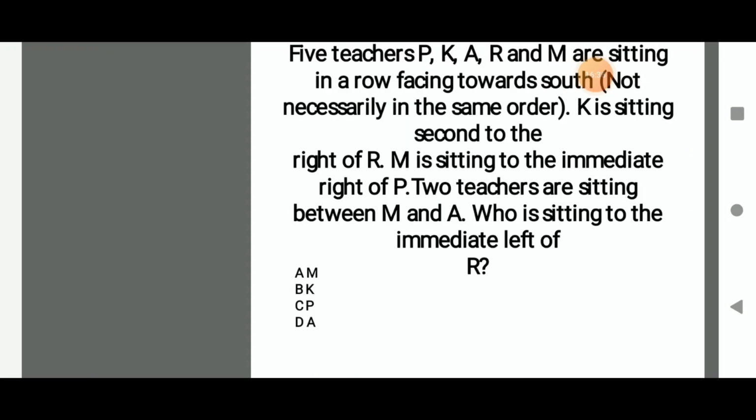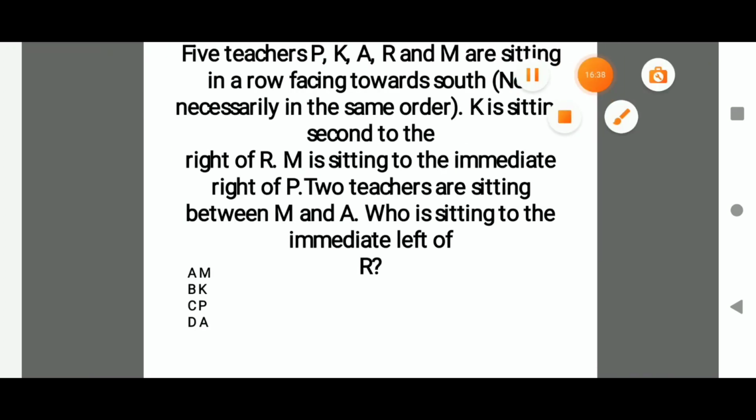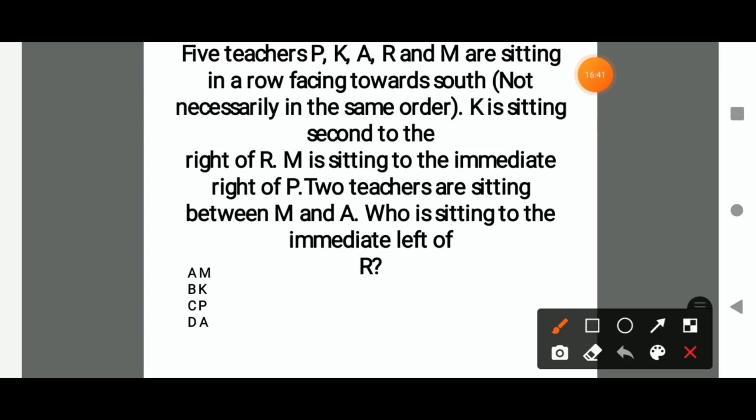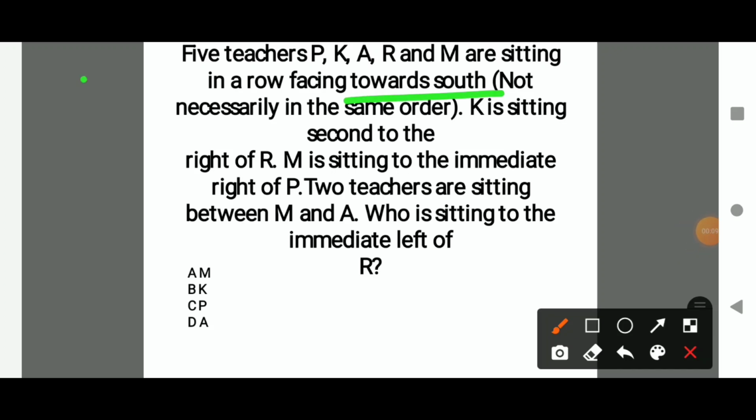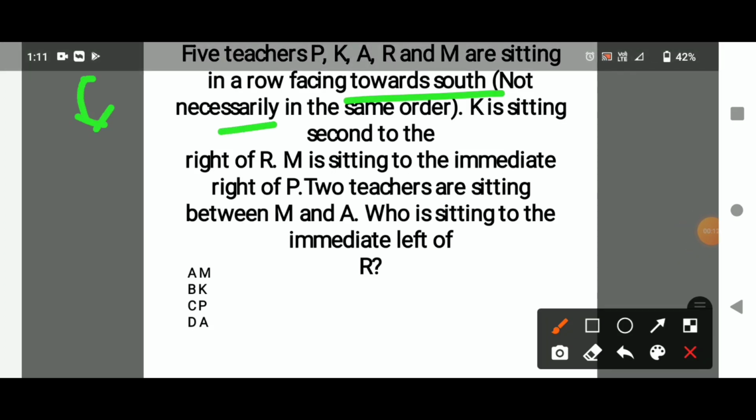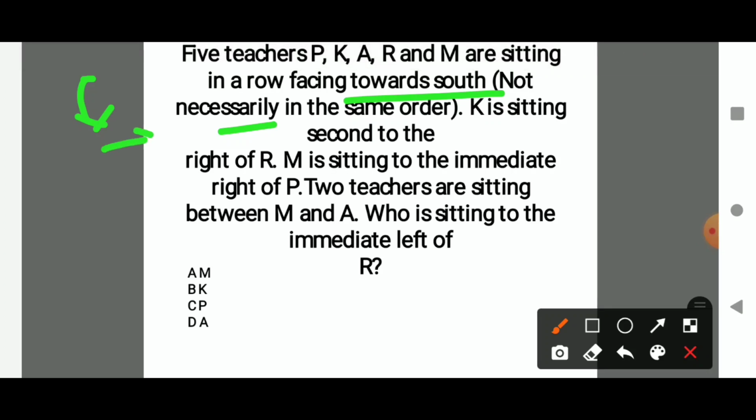And the next one is about sitting arrangements. 5 teachers are sitting in a row. Let us go for this. Direction facing towards south. South means they are sitting like this. This is the left side and this is the right side. Let us go for the first equation. K is sitting second to the right of R. If R is here, right side is this side. So here K is sitting.